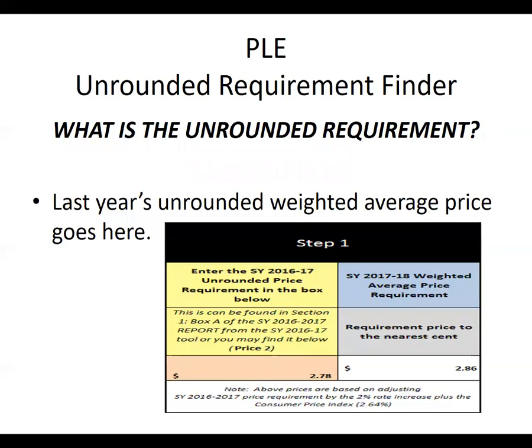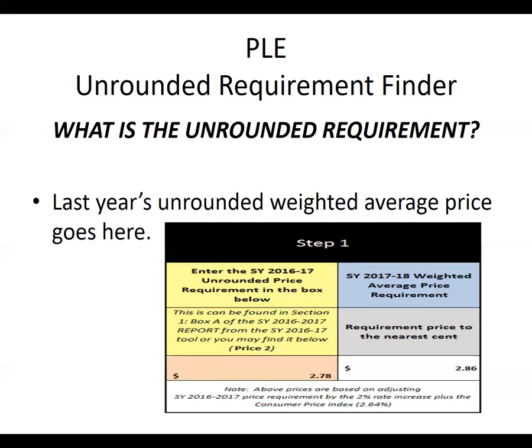The unrounded requirement is the result of the previous year's tool, the target that you are trying to meet. Every step along the PLE is allowing for rounding down. Therefore, the actual target without rounding is brought forward to this year's tool. By entering last year's unrounded weighted average price from the Report tab, Section 1, Box A, into the Unrounded Requirement Finder tab of this year's PLE tool, you will find the target of next year's PLE process.